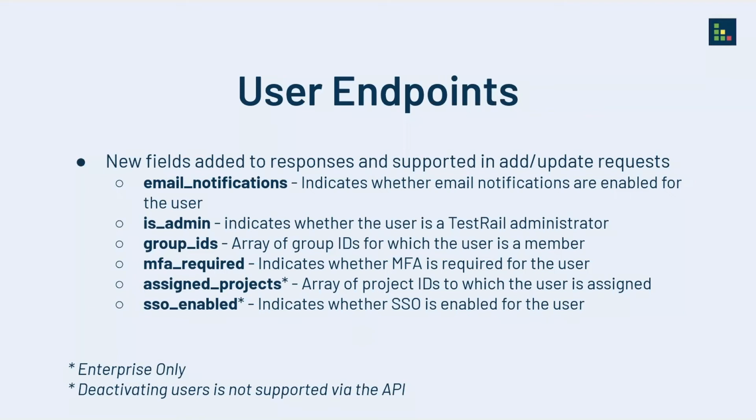For enterprise customers, you can also see an assigned projects and SSO enabled fields. So these indicate whether or not SSO is enabled for the user, and also the projects to which a user is assigned, and this would apply to project level administration, which was released a while ago for TestRail. So like I said, the assigned projects and SSO enabled fields are enterprise only.